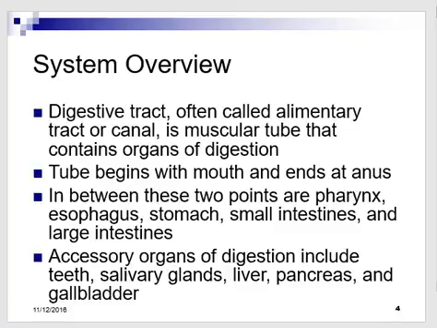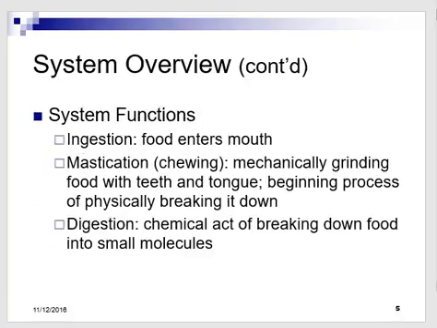Accessory organs of digestion include teeth, salivary glands, liver, pancreas, and gallbladder. The function, again, starting in the mouth, is ingestion, and that's where the food comes in. What occurs there is mastication, which is a fancy word for chewing. It's mechanically grinding food with the teeth and tongue, the beginning process of the physical breakdown.